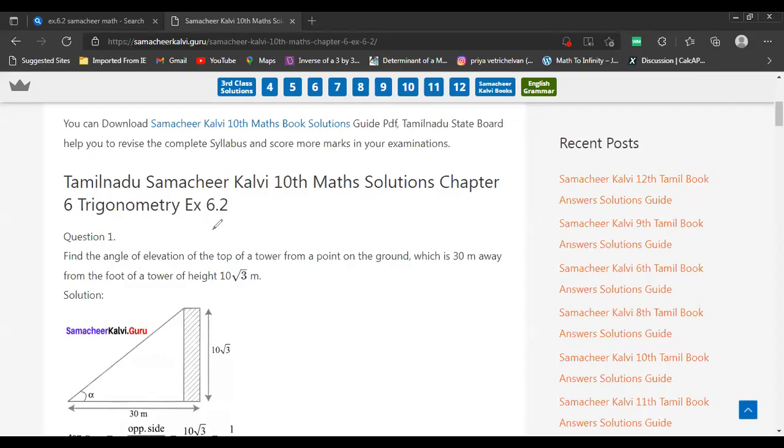So trigonometry exercise 6.2, question number 1. Find the angle of elevation of the top of a tower from a point on the ground which is 30 meter away from the foot of a tower of height 10 root 3 meter.